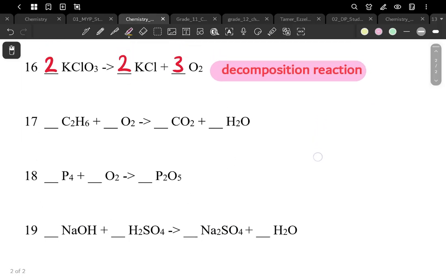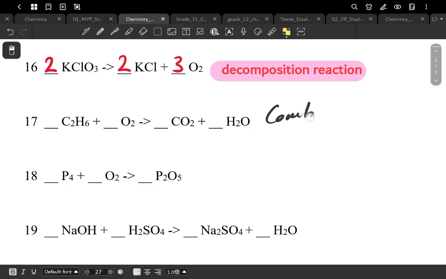This is another example of a combustion reaction, guys. I just told you that when oxygen reacts with any hydrocarbon, the products will always be carbon dioxide gas and water. This is called a combustion reaction.